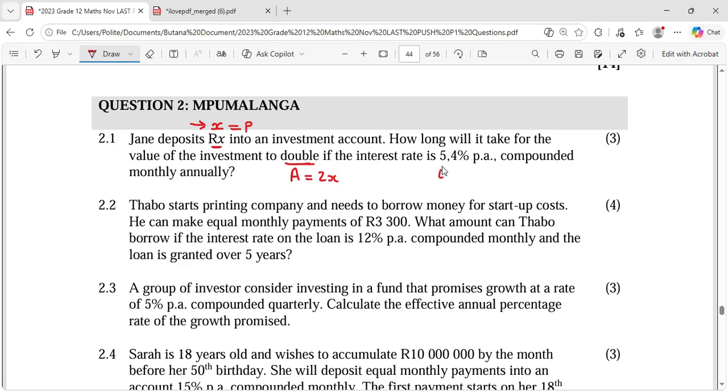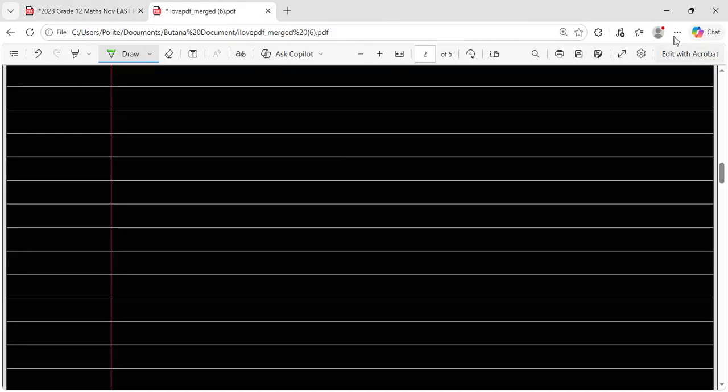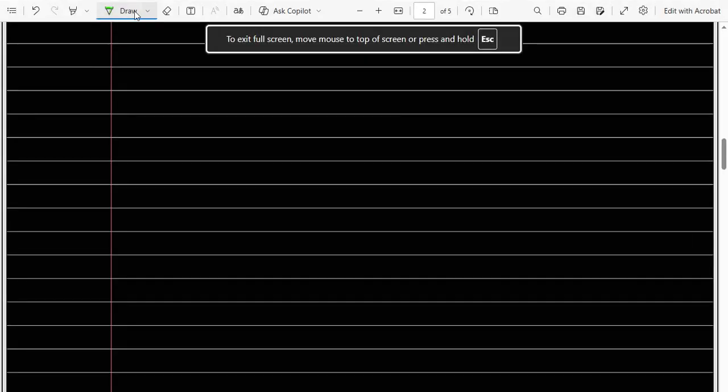And then the rate, which is i, 5.4% per annum, is compounded monthly. Let's work on this on the other side. I'm just going to write all the given information, then we'll take it from there. Okay, let's check what we are given here.